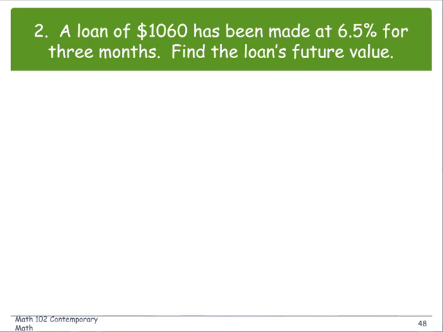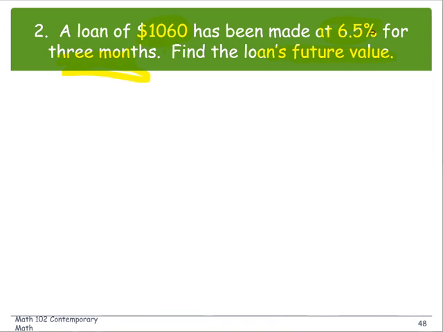Example 2. A loan of $1,060 has been made at 6.5% for 3 months. Find the loan future value. The key term: we're going to find the future value where the rate is 6.5% and the beginning money, or the principal, is $1,060 for the time period of 3 months.